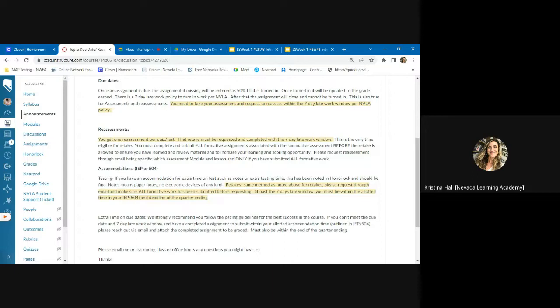If for some reason you have an assignment that is done, first make sure it's done, and that you're within your allocated time allotted within the IEP or 504, and then email me the completed assignment. If it's within the allocated time of your plan, then I will grade it and I will go ahead and put it in the grade book.